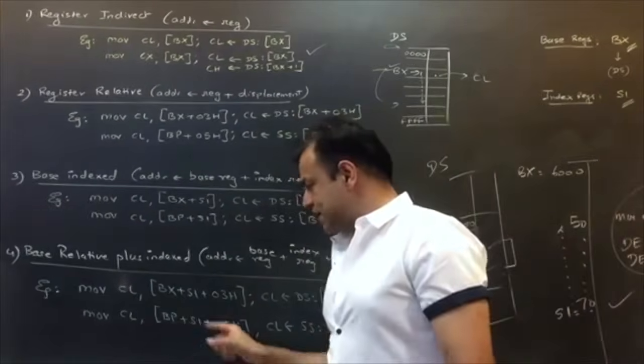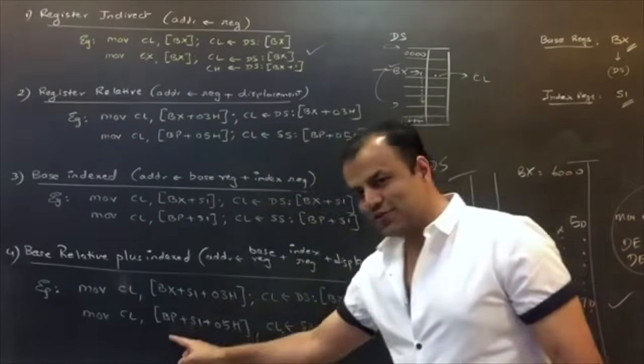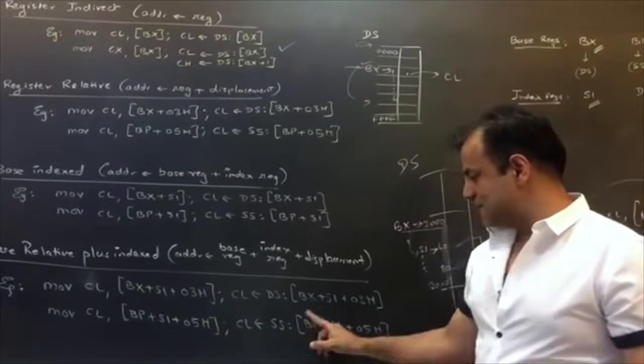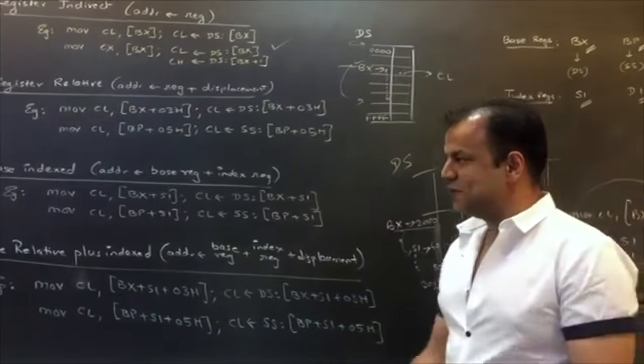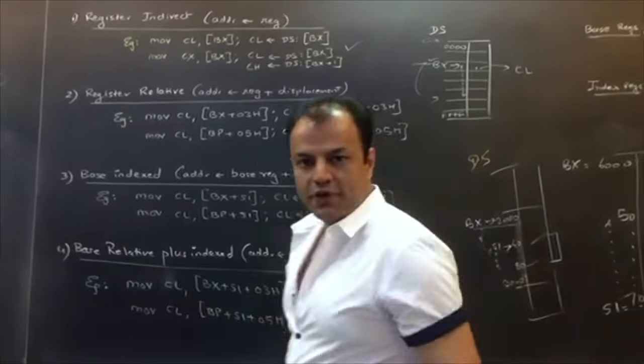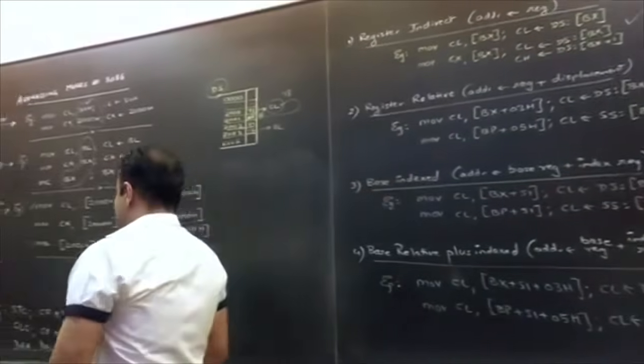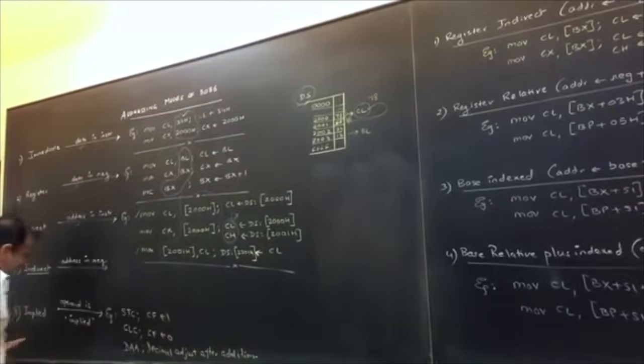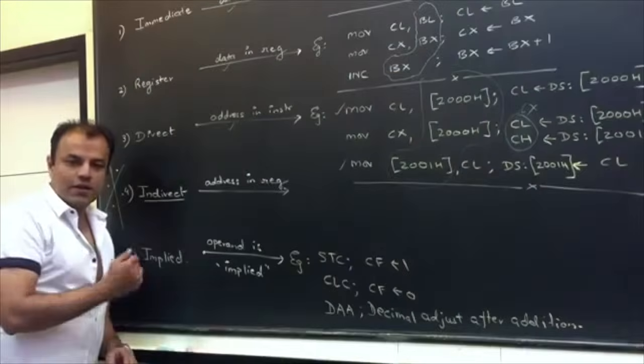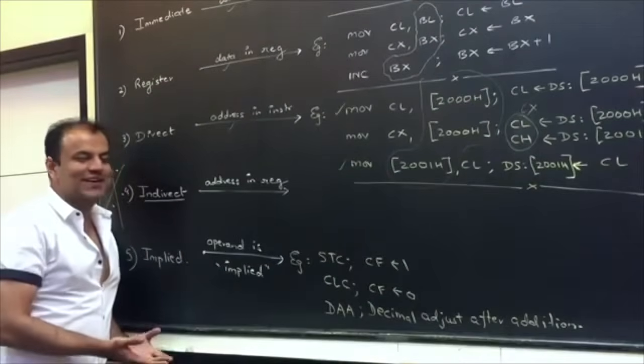Similarly, move CL comma square bracket BP plus SI plus 5. Because there is BP, it will work on stack segment, offset address will be given by BP plus SI plus 5. So these were all the intricate forms of indirect addressing mode. Now we come to the last one, that is called implied addressing mode. The last addressing mode, implied addressing mode, is the easiest of all of them.